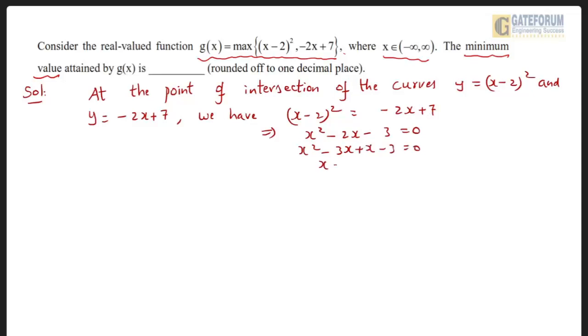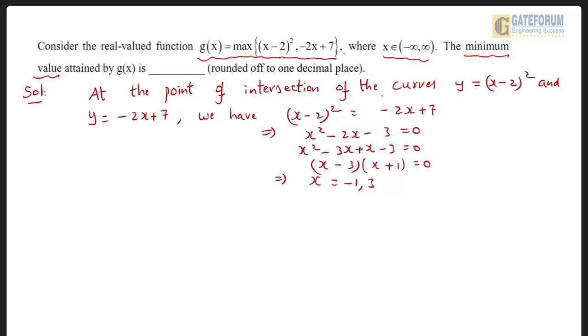So (x minus 3) into (x plus 1), factorizable. From this, x is equal to minus 1 comma 3. So we have to find the corresponding y values, or without finding corresponding y values, because it is a one variable function.